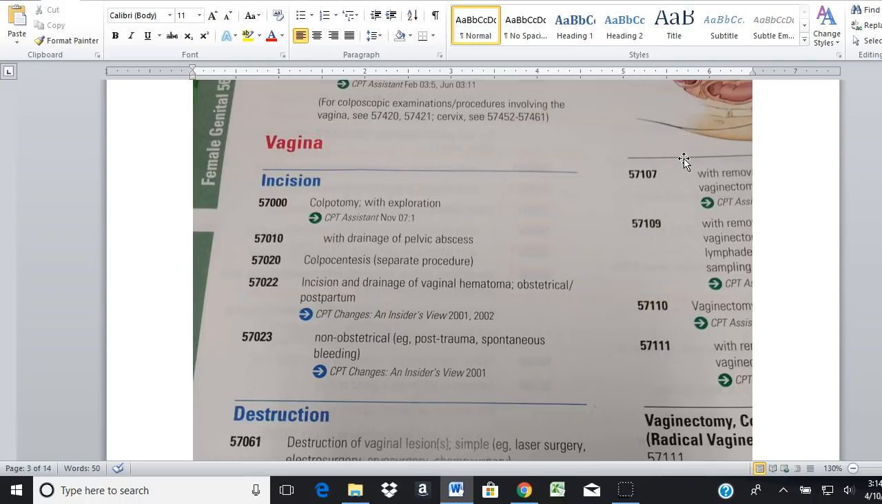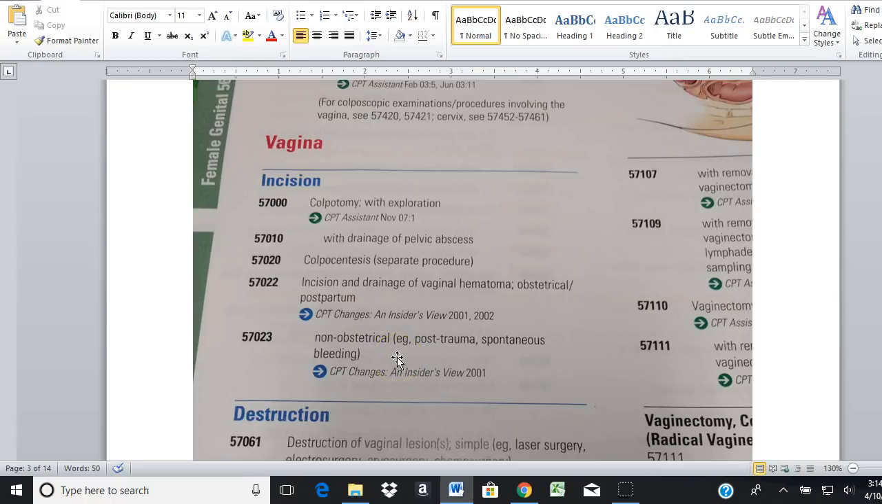And then we get to the vagina. Now, what we have to remember is colpo that we see right here for code 57000. Colpo means vagina. It's one of those terms that we only really see when we're dealing with the procedure side of the female genital system. So a colpotomy, we're making an incision into the vagina. A colpocentesis, we're putting a surgical puncture to remove fluid. But we need to be careful because these codes are all either obstetrical or non-obstetrical. So we have to be careful. So 57022 is incision drainage of a vaginal hematoma, obstetrical/postpartum, versus 57023 is non-obstetrical.